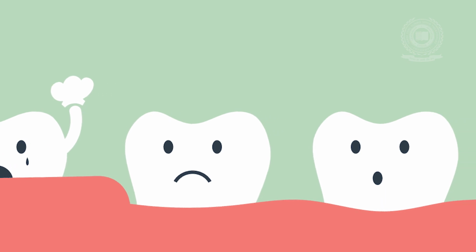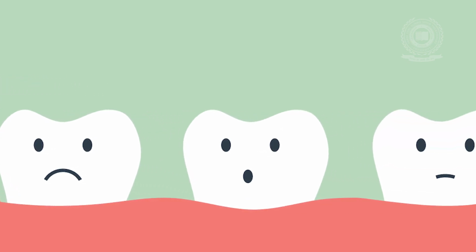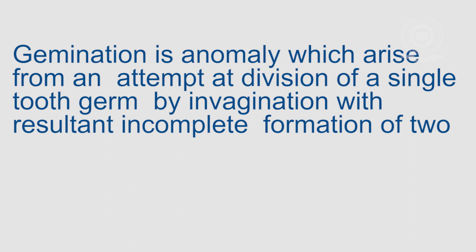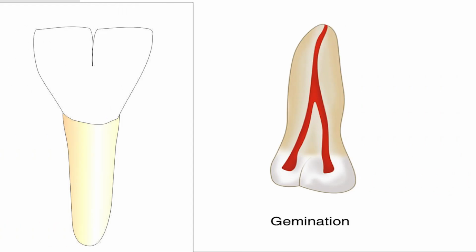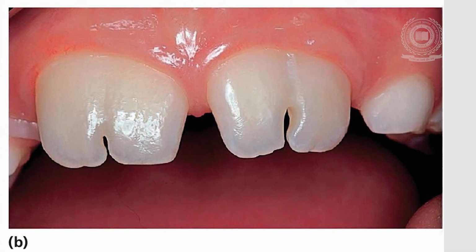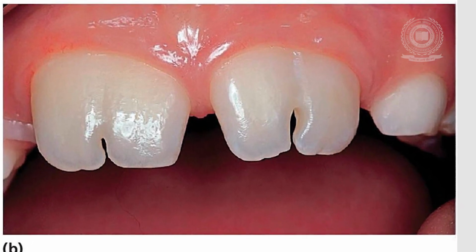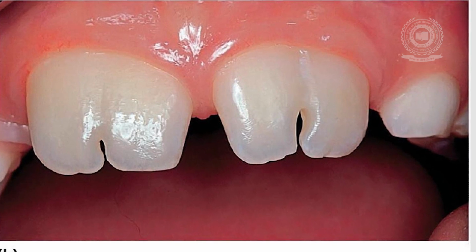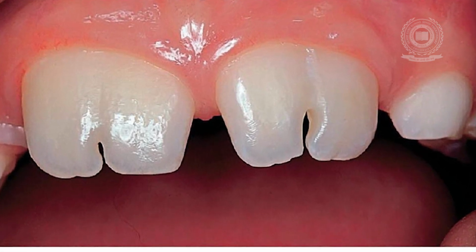Now let's understand these disturbances. Gemination is an anomaly which arises from an attempt at division of a single tooth germ by invagination. This results in formation of completely or incompletely separated crowns with one root and one canal. Clinically, the crown is wider than normal with a shallow groove extending from incisal edge towards the cervical region. This gives an appearance of a bifid crown.